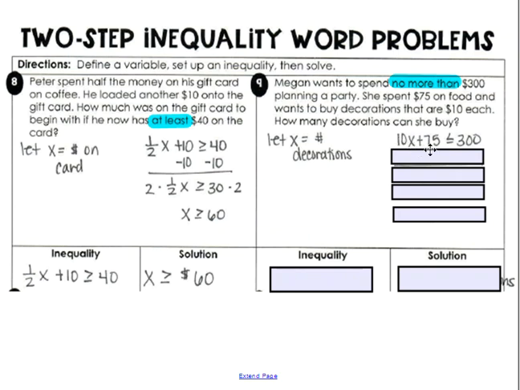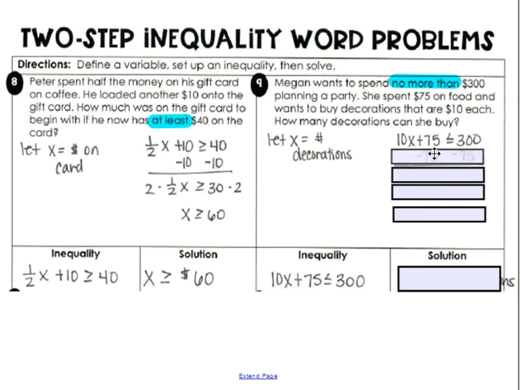10x plus 75 is less than or equal to 300. That's her maximum amount that she's going to spend. She can't spend any more than that. So that's your inequality. Okay, we should put that down there at some point. Now we want to work our steps through here.